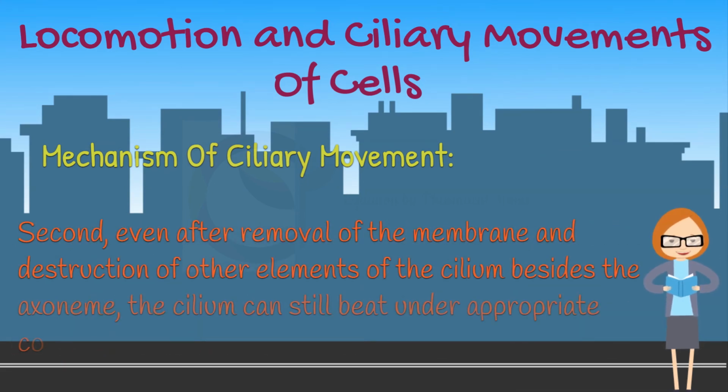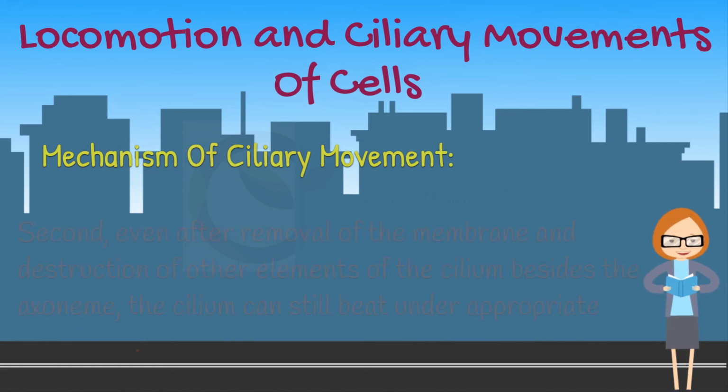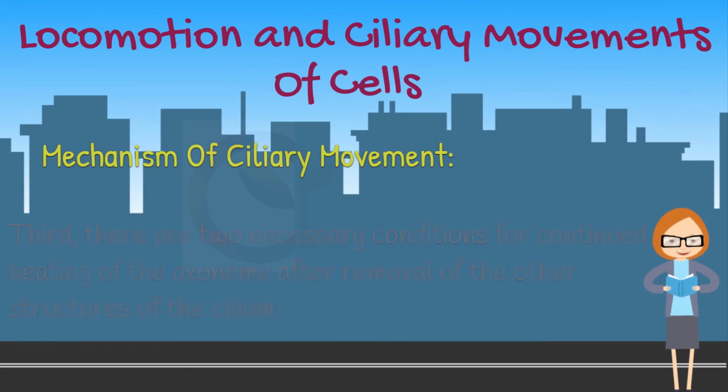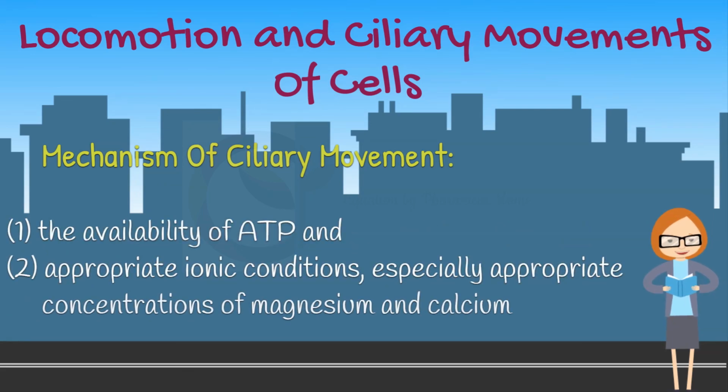Second, even after removal of the membrane and destruction of other elements of the cilium besides the axoneme, the cilium can still beat under appropriate conditions. Third, there are 2 necessary conditions for continued beating of the axoneme after removal of the other structures of the cilium: 1. The availability of ATP and 2. Appropriate ionic conditions, especially appropriate concentrations of magnesium and calcium.